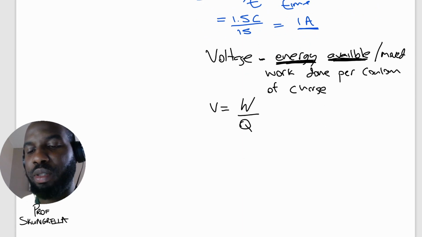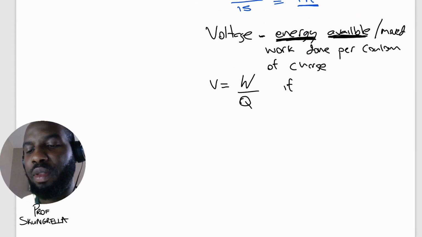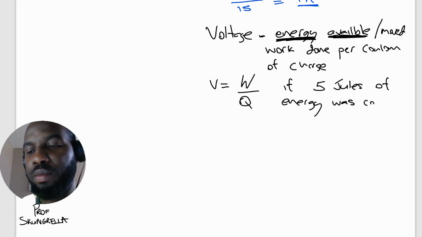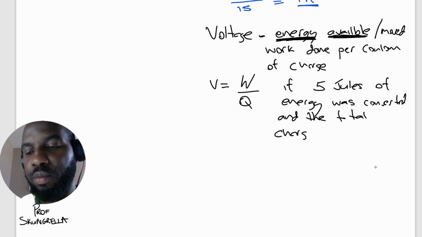So let's give you an example. Say in our circuit up here, if 5 joules of energy was converted to heat and the total charge moved was 10 coulombs, what is the voltage?